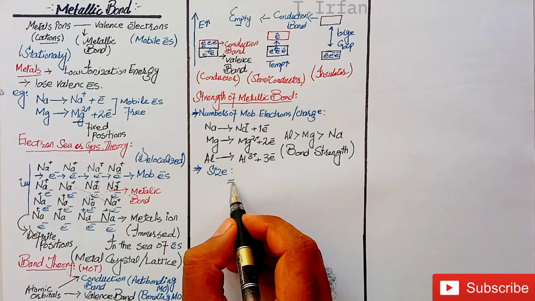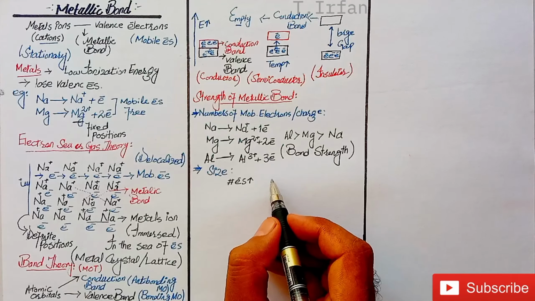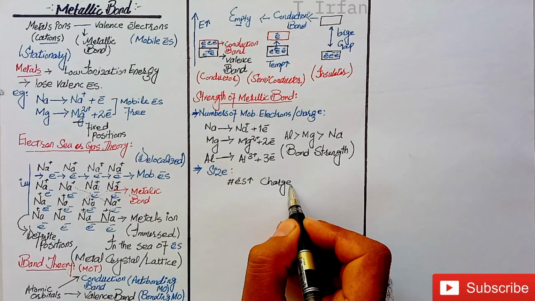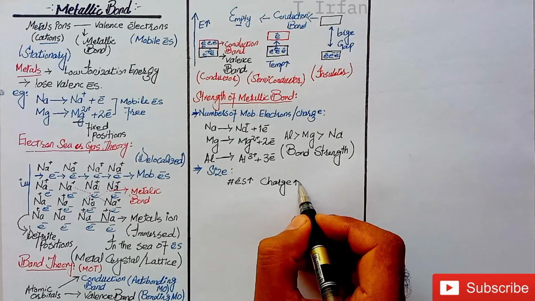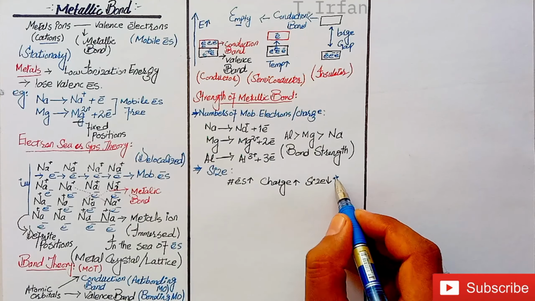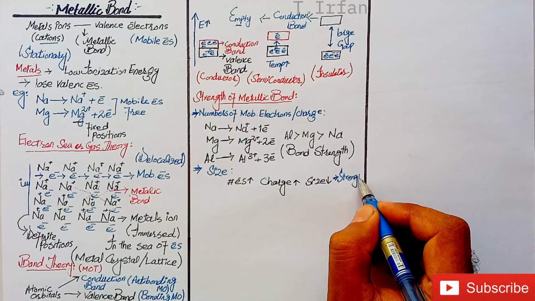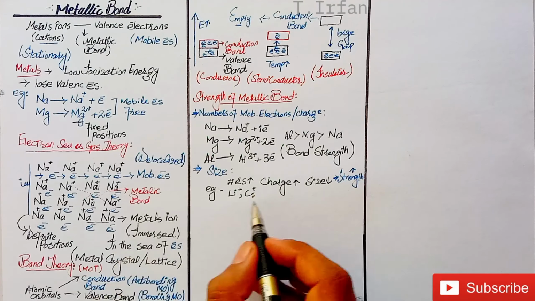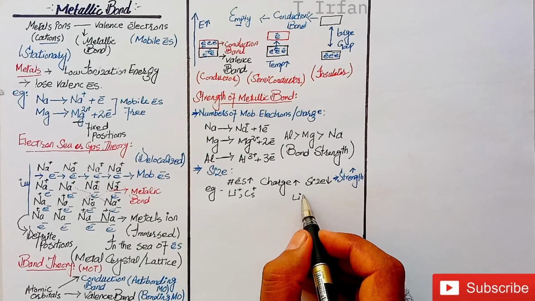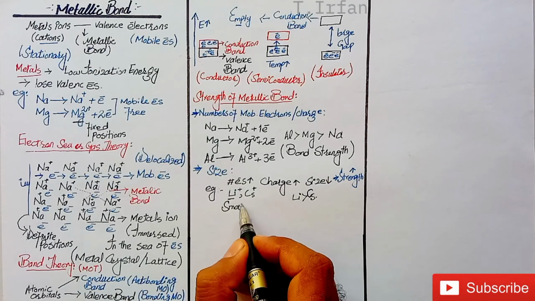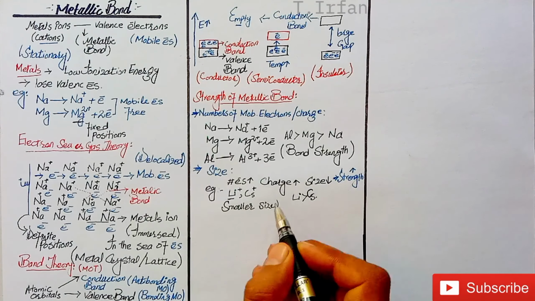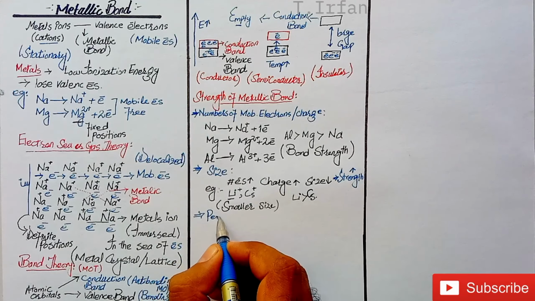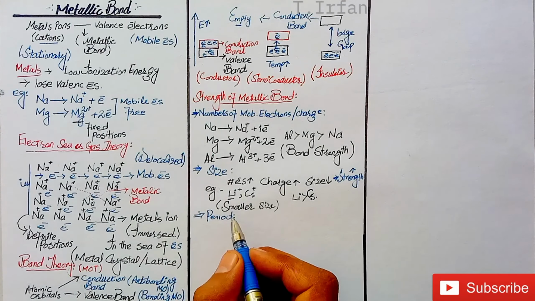Size also affects the metallic bond strength. Smaller size cations have greater electrostatic force or metallic bond strength. As the number of electrons increases, charge increases, size decreases, and the strength increases. For example, in case of size, lithium and cesium. Here, the size of lithium is smaller, so lithium has greater metallic bond strength as compared to cesium. When we see in the periods, this size will decrease.